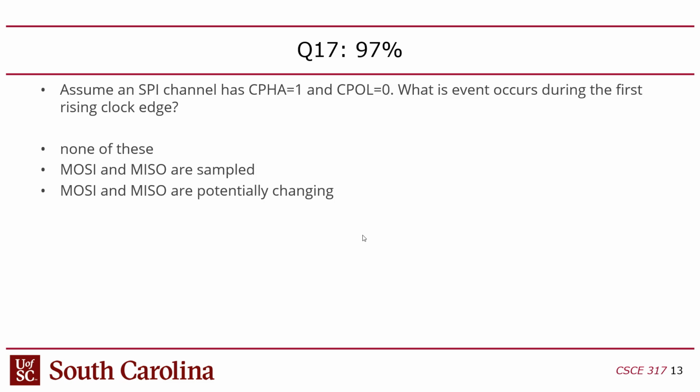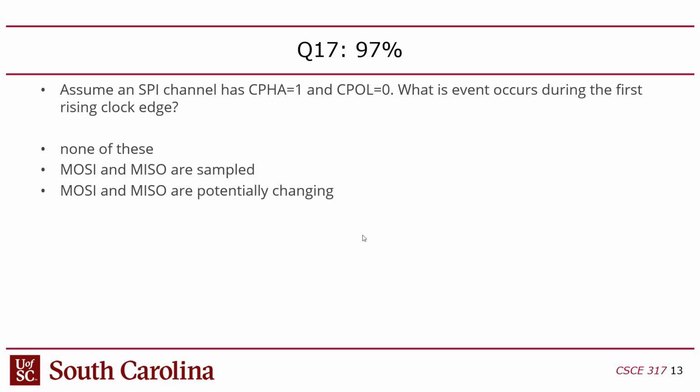Okay, so what happens during the first clock edge? Then I think MOSI and MISO must be changing on the first edge because you're supposed to sample on the second edge, right? Why? Just because of CPHA, right? So CPOL is kind of, we don't care. This question doesn't actually require you to know what CPOL is. Who cares what CPOL is? The question is what happens on the first edge?